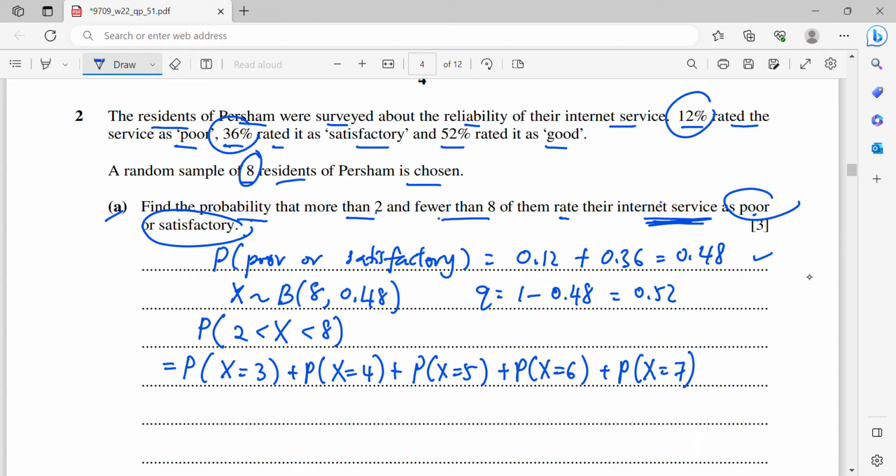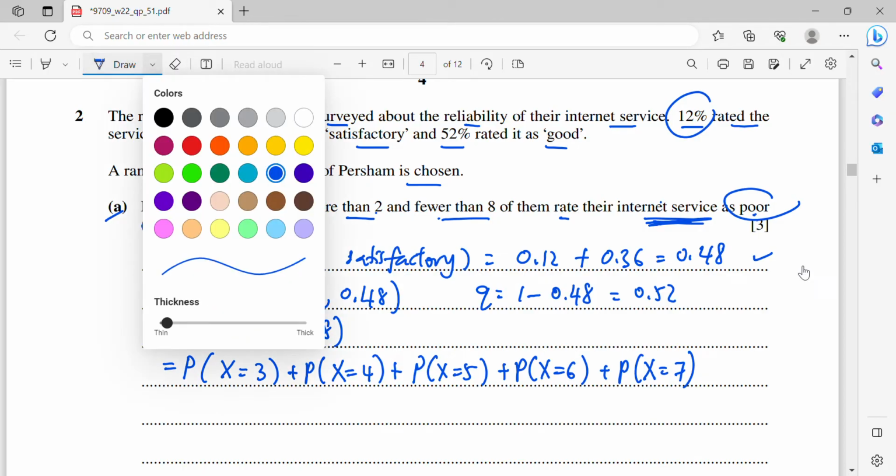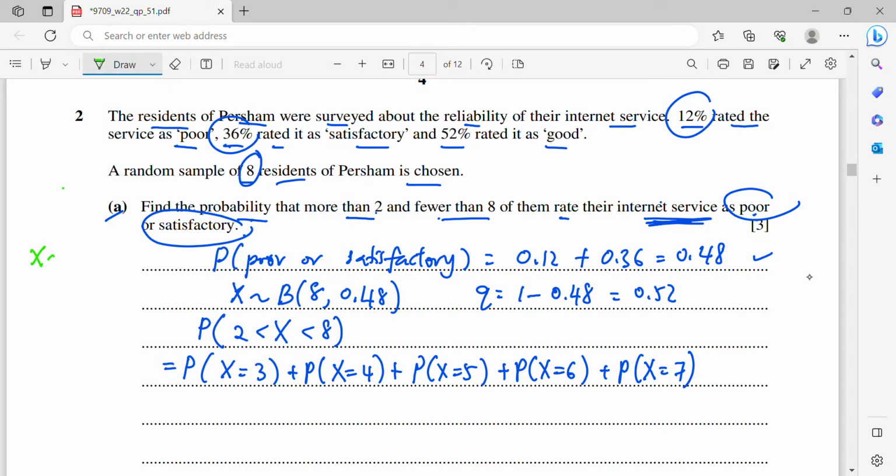So you need to get the sum of all these 5 probabilities. For your information, the binomial distribution is basically this formula: X is binomial with n and p. So the probability that X equals small x will be nCx, p^x, q^(n−x). Okay, so I'm going to apply this formula in this calculation.